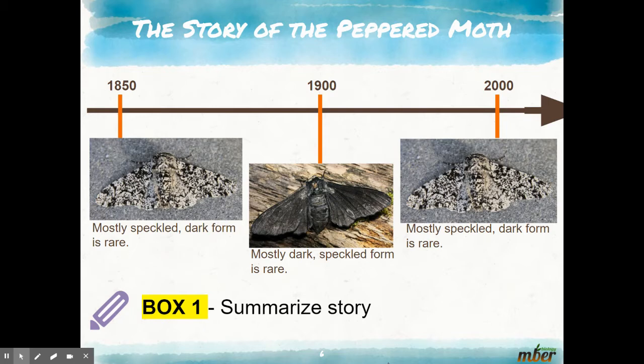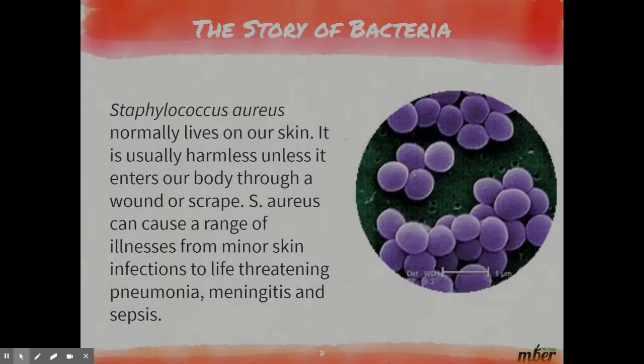But now in the 2000s, when we don't have trees that are covered in coal because of the machinery we are using, the speckled moth is more common because the trees are back to their normal state. So take a second and summarize that. Use the years, use the word speckled, use the word dark. Remember, you can press pause and keep going, but I'm going to keep rolling, okay?